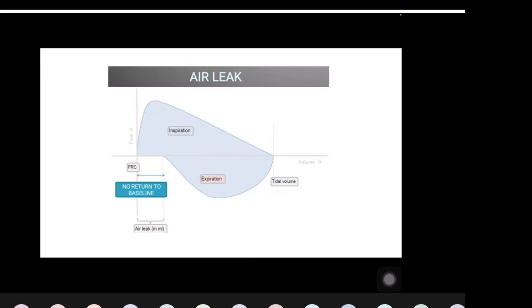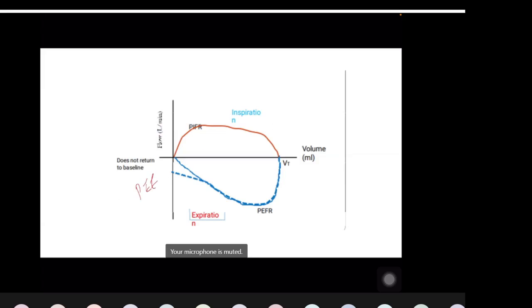Then, through this, we can identify two important pathologies. One is air leak. If the expiratory limb fails to touch the baseline, a degree of air leak is present, which we can measure. Or if it touches the baseline here, it may be due to air trap.